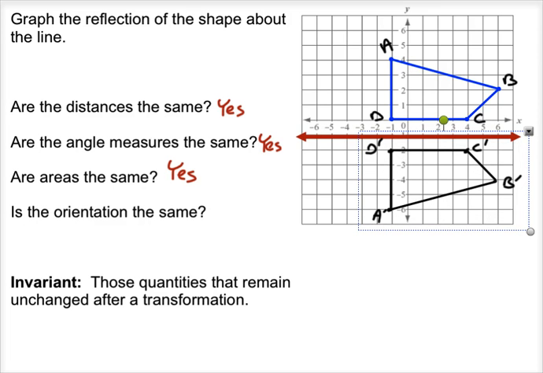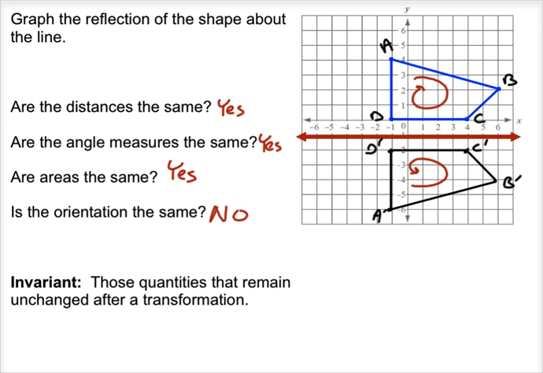The big thing I notice is this. As I go from A, B, C, D up on the top, I'm going around in a clockwise direction. And if I look down below, A prime, B prime, C prime, D prime actually ends up going in a counterclockwise rotation. So I can't match them up. They actually rotate in opposite directions. So is the orientation the same? That one's going to be no.